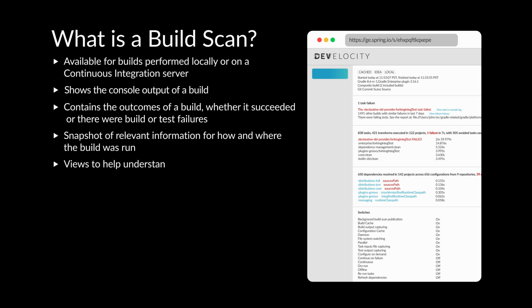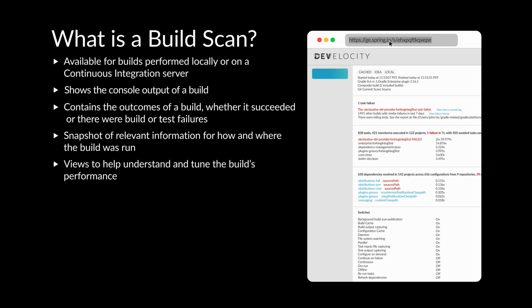This is useful when the build is run in a CI environment, where you don't always have access to the details of how or where the build was run. You don't always know which operating system it ran on, or which versions of Java it used, for example. With a build scan, you can see all of that in one place.